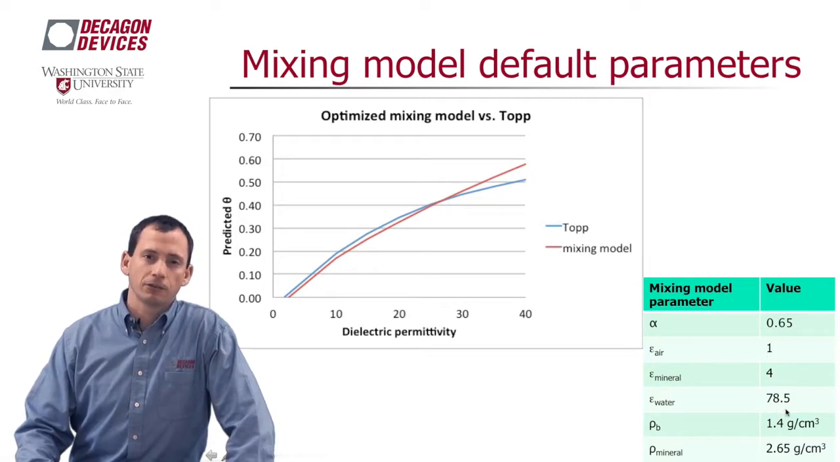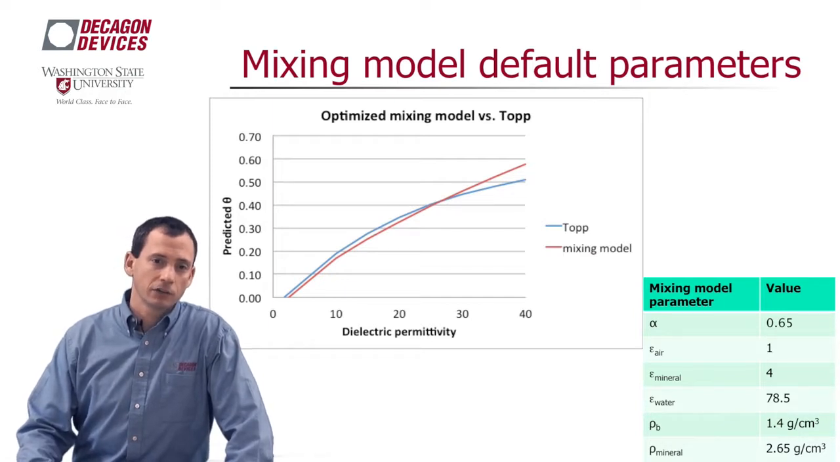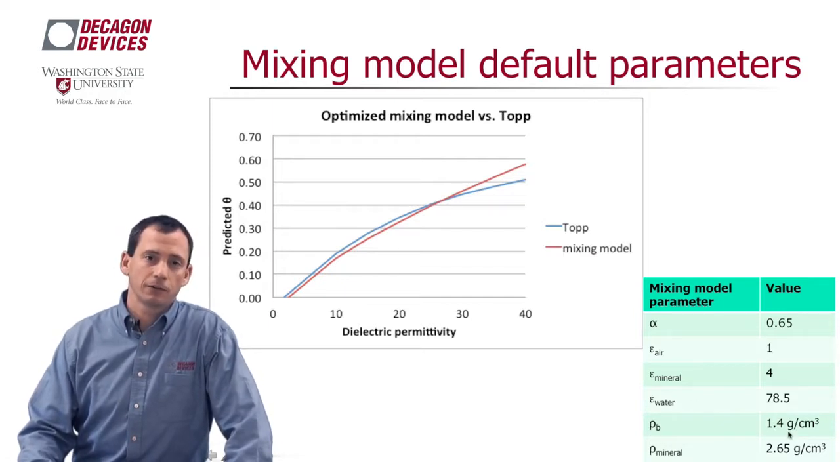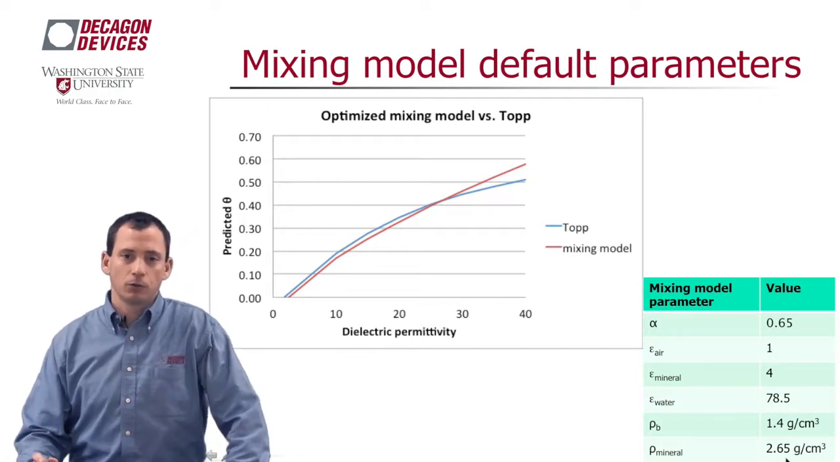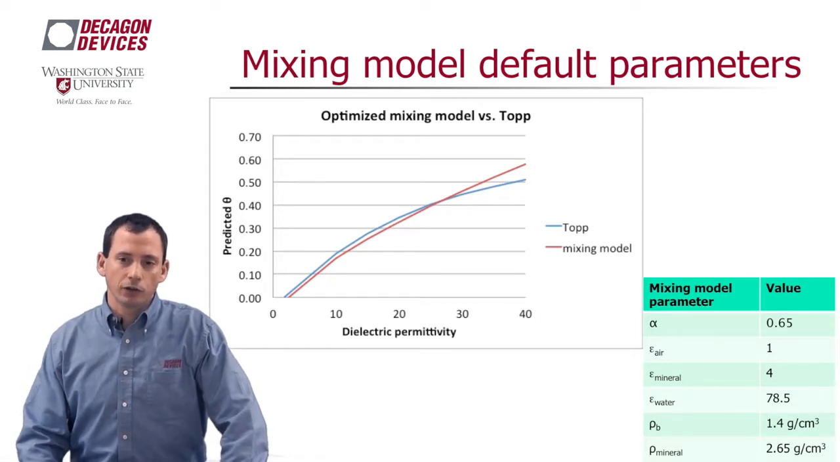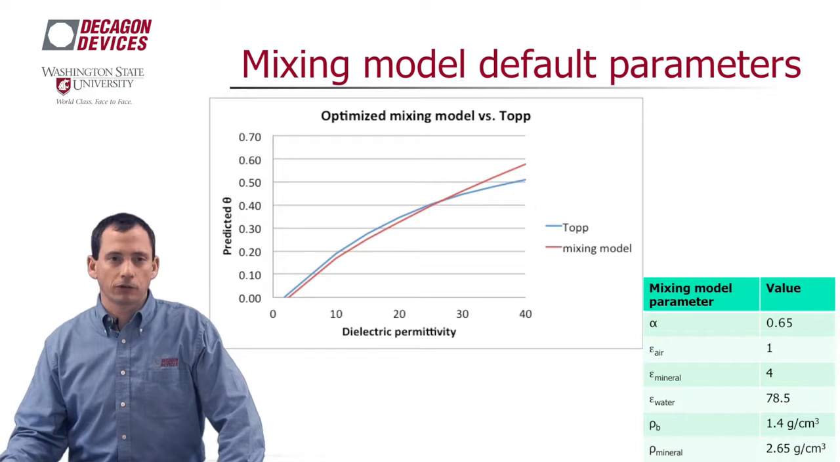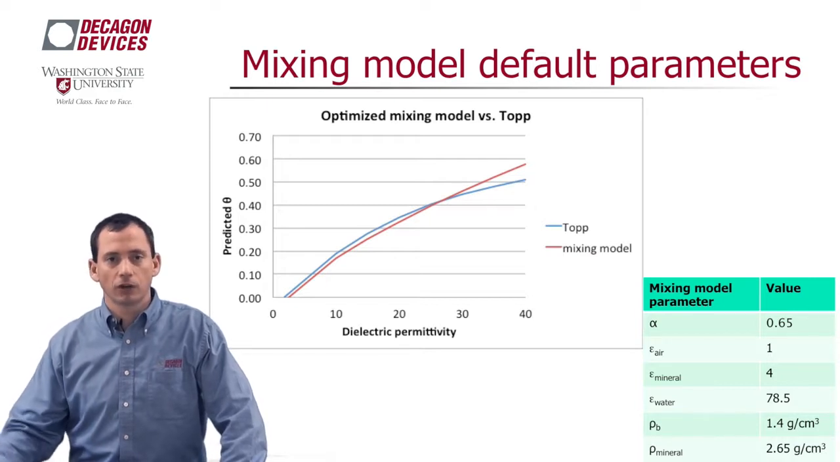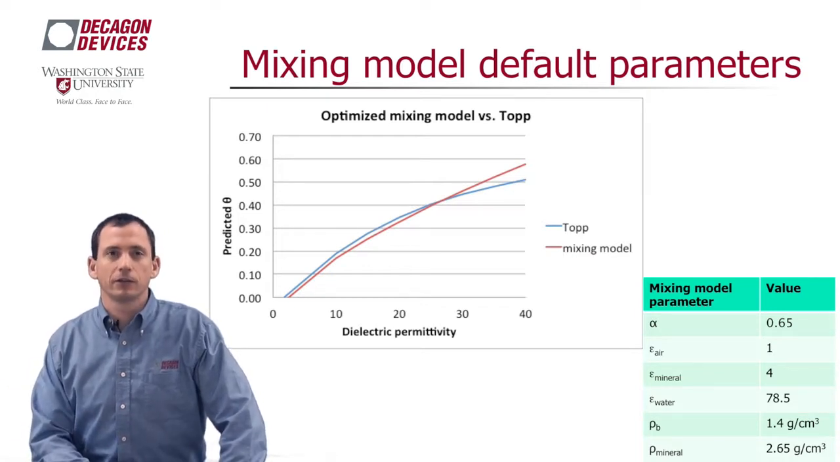We selected 78.5 as the permittivity of water, which is, I think, the permittivity at 25 degrees. Selected a bulk density of 1.4, which is a pretty good general bulk density, and then a mineral density of 2.65 grams per cubic centimeter, which is also a good book value. And if you use those just normal soil values, you'll see from the graph that the mixing model does a pretty good job of approximating top, and we know that top does a pretty good job of approximating what we see in nature, so we feel like our mixing model is well parameterized at this point.